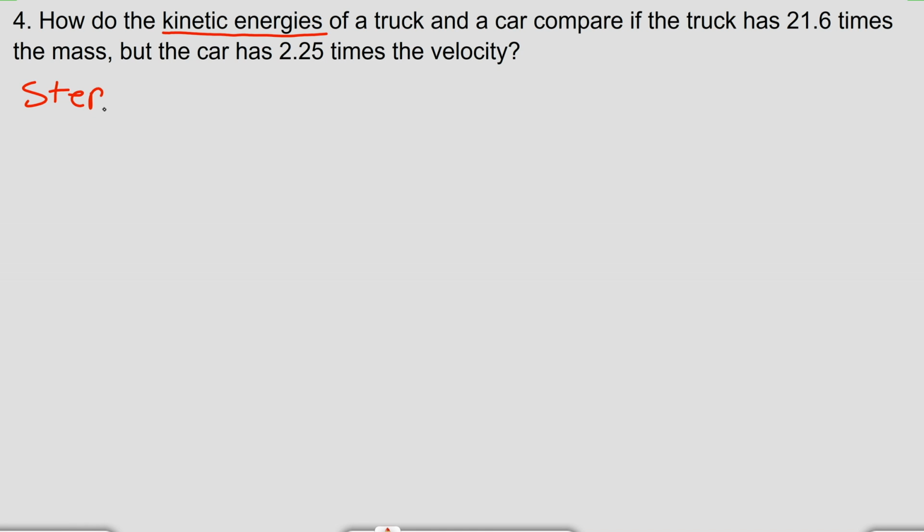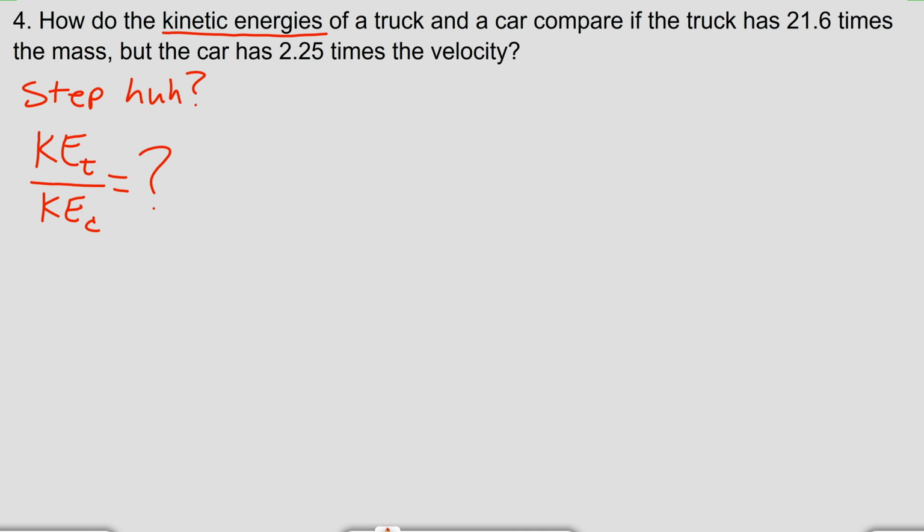So let's start with step one. What are we actually looking for? We're looking for how these things compare. So what we really want is kinetic energy of the truck over kinetic energy of the car. So that's how they compare. When you see the word compare, that should mean let's do a ratio of these things. So kinetic energy of the truck divided by kinetic energy of the car is equal to question mark.